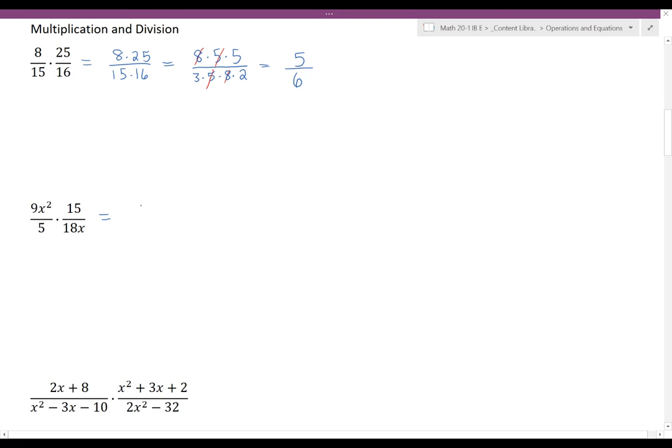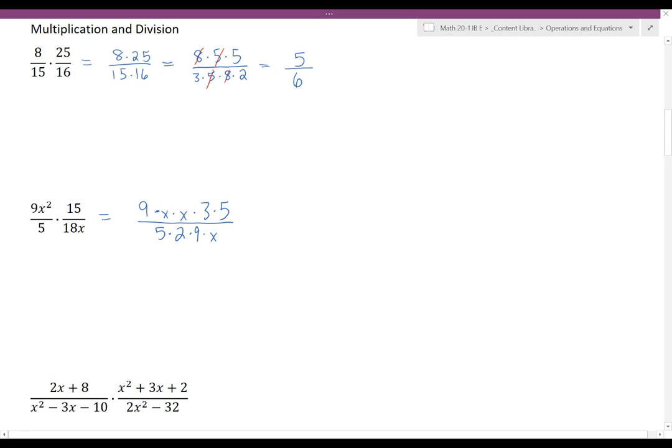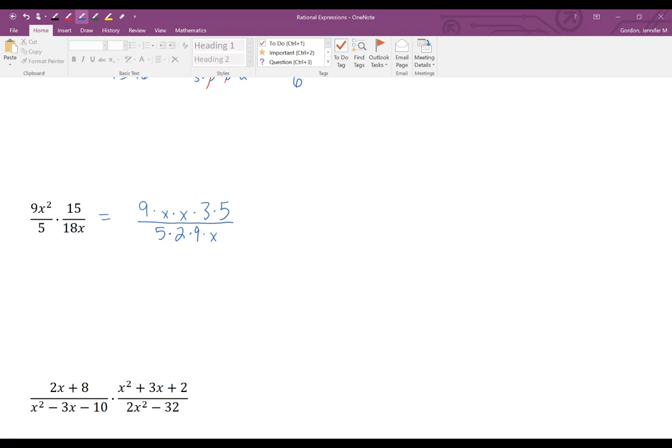So 9 times x, I'm actually going to write the x squared as x times x. 15 is 3 times 5. And in the denominator, I have 5 times 2 times 9 times x. So I'm going to write it out that way. Well, this kind of looks like a subtraction. It's not a subtraction. It's a multiplication. All right. So I've just divided it up enough that I can see the common factors.